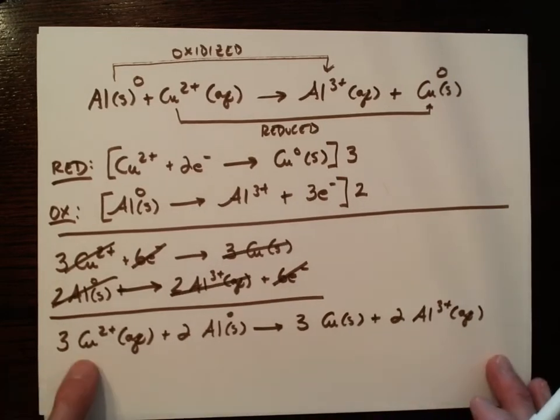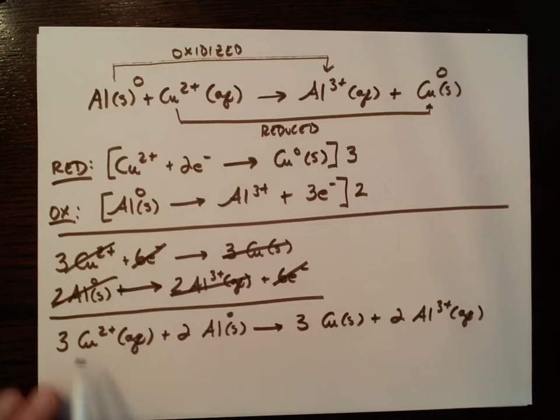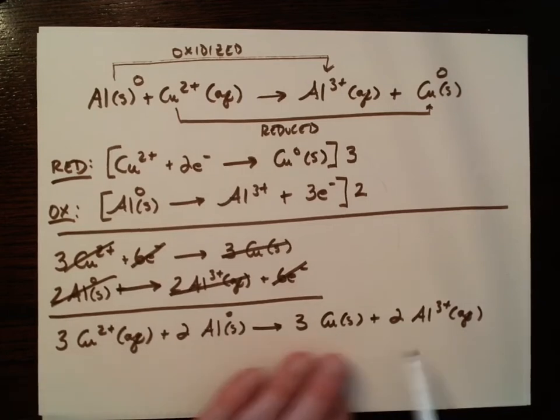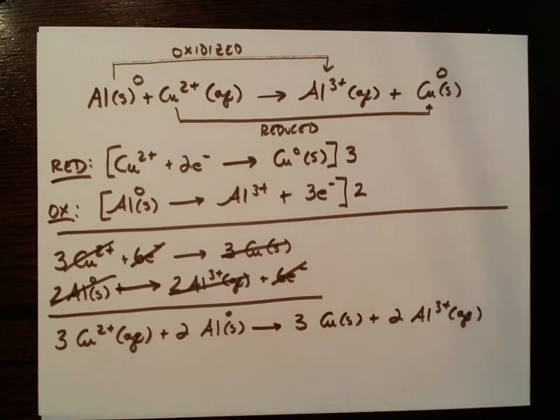Check it out. 3 coppers, 3 coppers. 2 aluminums, 2 aluminums. And if I look at the total charge, this is 0. 3 times plus 2, that's plus 6. That's 0. 2 times plus 3, that's plus 6. This is balanced. Let's try a tougher one.